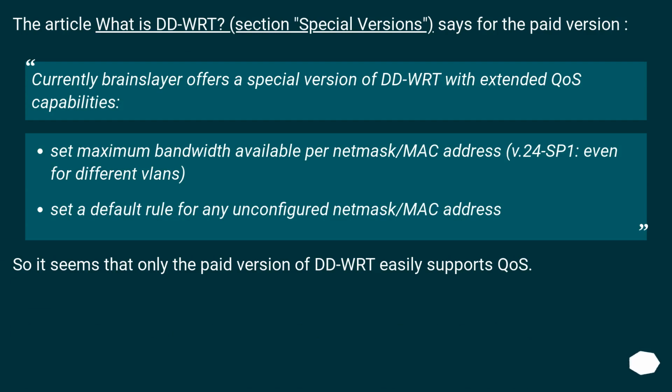The article "What is DD-WRT?", section Special Versions, says for the paid version: Currently BrainSlayer offers a special version of DD-WRT with extended QoS capabilities. Set maximum bandwidth available per netmask/MAC address, v24sp1, even for different VLANs. Set a default rule for any unconfigured netmask/MAC address. So it seems that only the paid version of DD-WRT easily supports QoS.